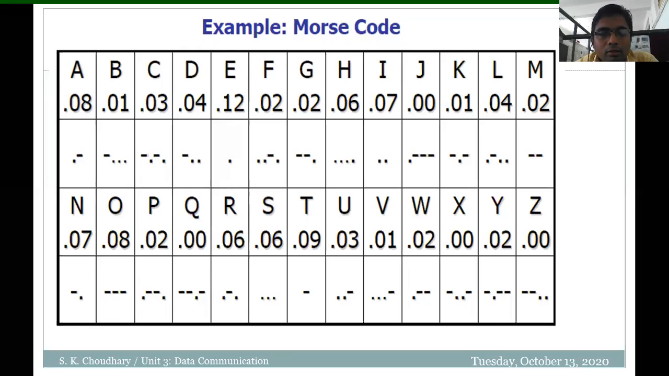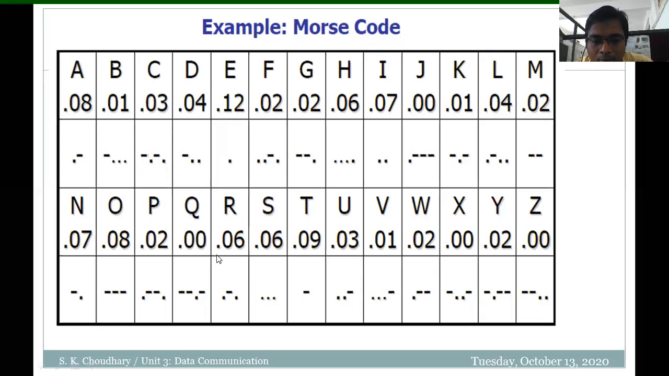In this particular Morse code, whatever numbers are written below A, B, C, D, these all are the probabilities of these alphabets. A has the probability of 0.08, B has the probability of 0.01, like this. And you can see alphabet A is represented with the help of a dot and a dash. At the same time, E is represented by only a single dot.